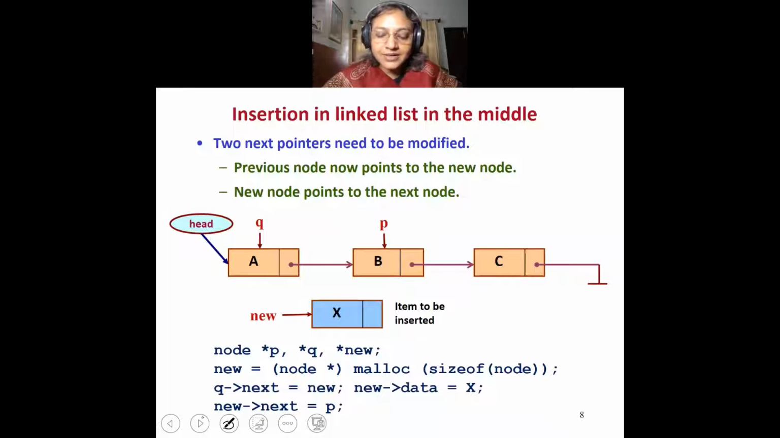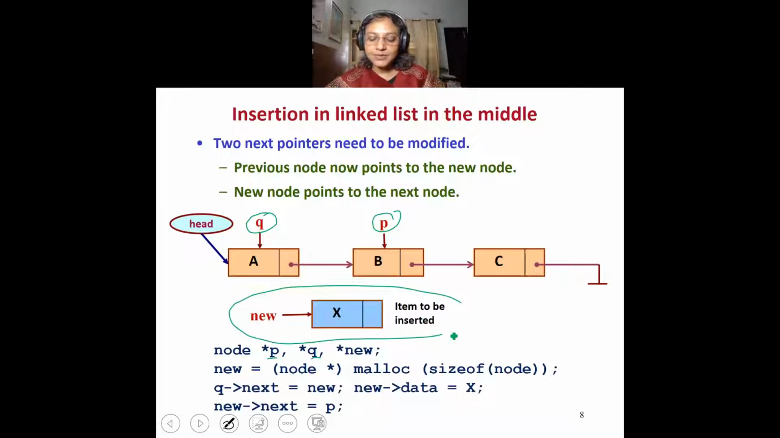So if you want to insert in the middle, we need to manipulate some pointers. Let us say we want to insert between A and B. Suppose Q is a pointer to A and P is a pointer to B. So P is of type node star, Q is of type node star. And this is the node that we wish to insert, and new is a pointer to that node. How do you get this node? We can get this node by malloc. So we can say new equal to malloc size of node, and new is of type node star.